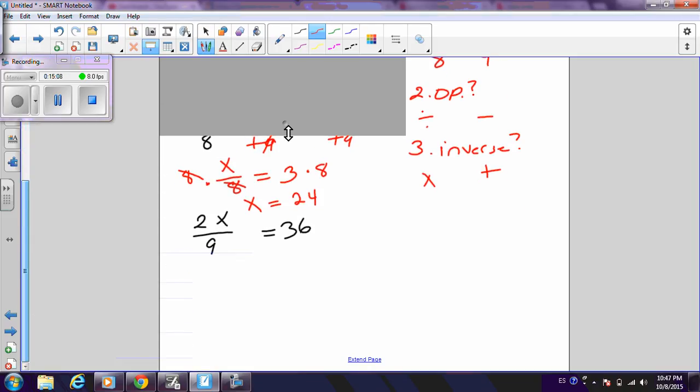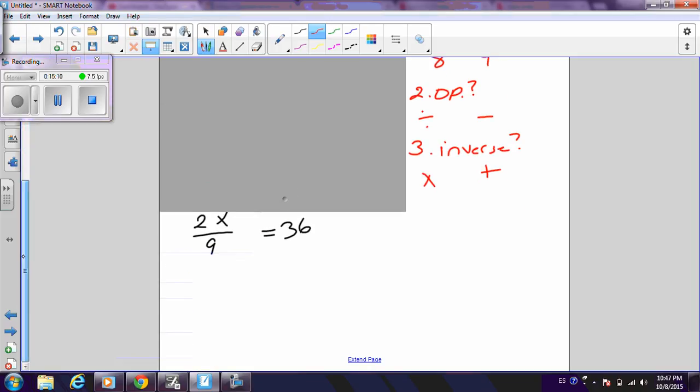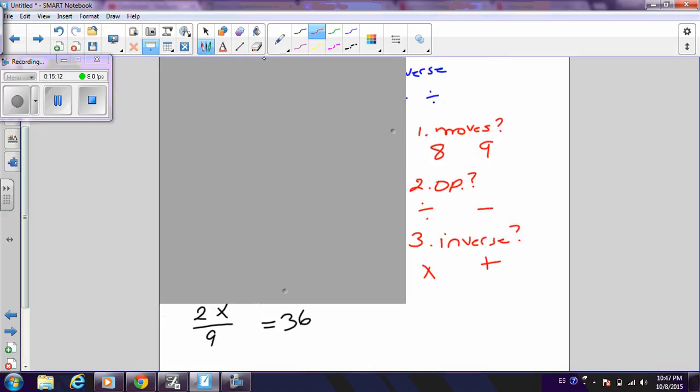And now our very last problem. Okay, let's solve this and then we'll be finished. Alright, erase our old information. There we go. So we have 2 times x divided by 9 equals 36. First things first, in a problem like this, it is important to keep the steps in order.